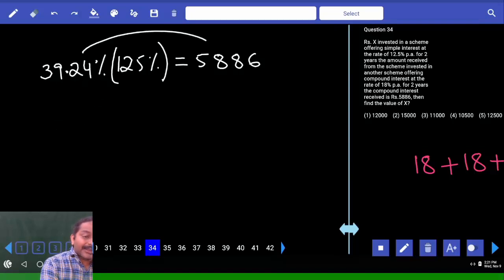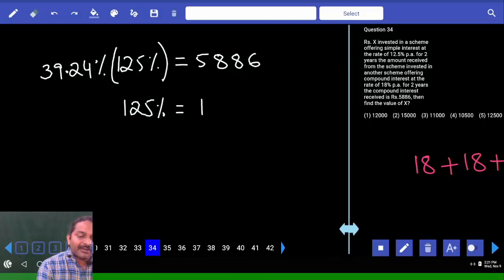We have to see how many times it is. So 125% is equal to 1500.